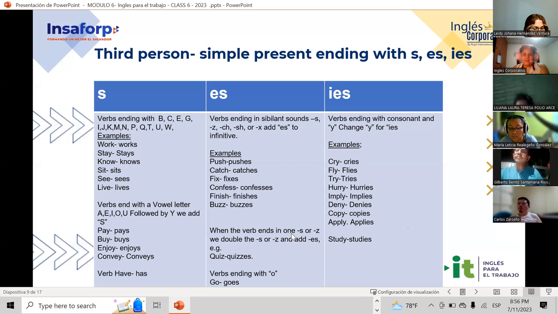When the verb ends in one S or one Z, we double the letter. Okay. For example, quiz, quizzes. We double the letter Z. Another verb that will end with ES is the verb go. That, if it is third person, will always be goes. Okay. Do you have questions about these rules? Let me know, please.